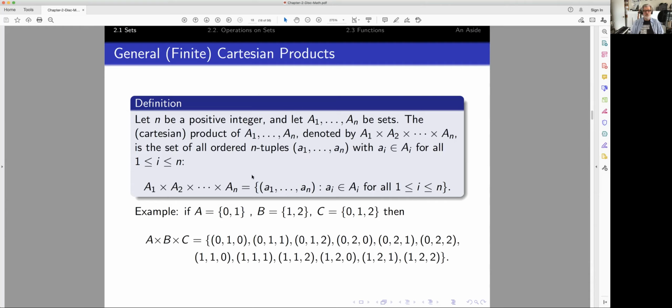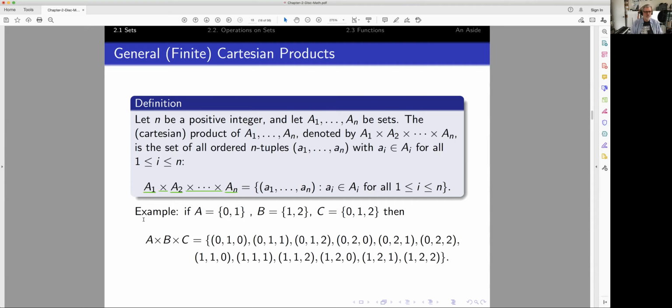A bit shorter to write, not as easy to read, obviously, but the product of A1 to An is the set of all n-tuples (a1, ..., an) where ai comes from Ai for all i from 1 to n. So I have an example here with 3 sets. Big A consists of elements 0, 1. Big B consists of elements 1 and 2. And big C consists of elements 0, 1, 2.